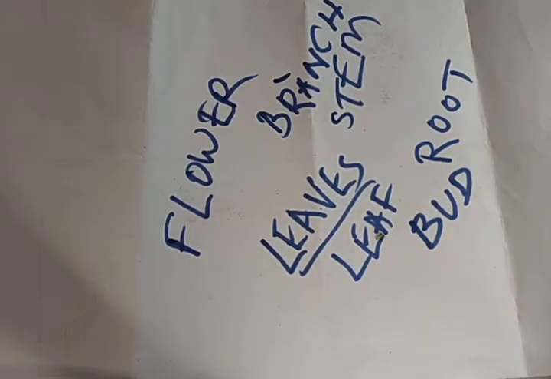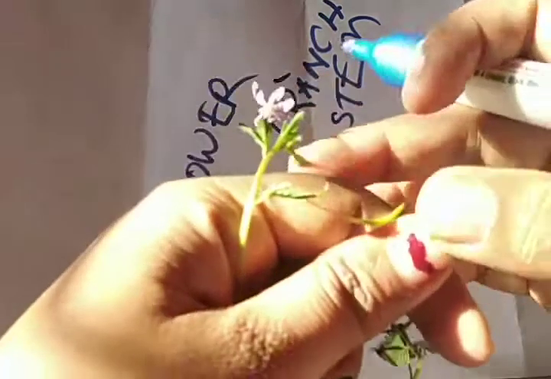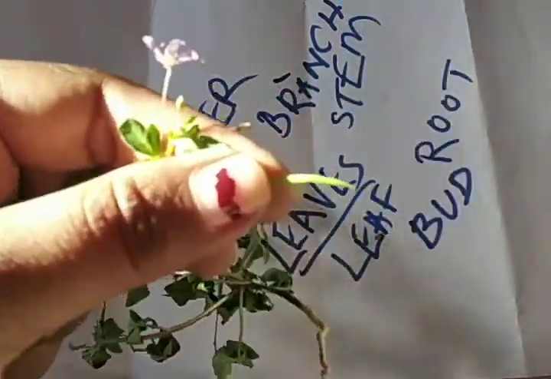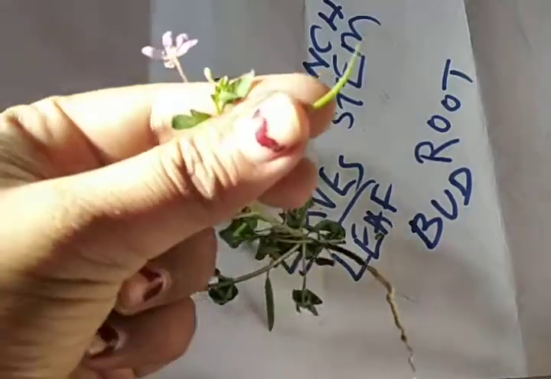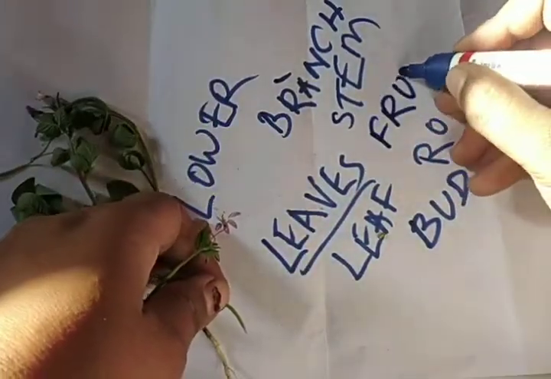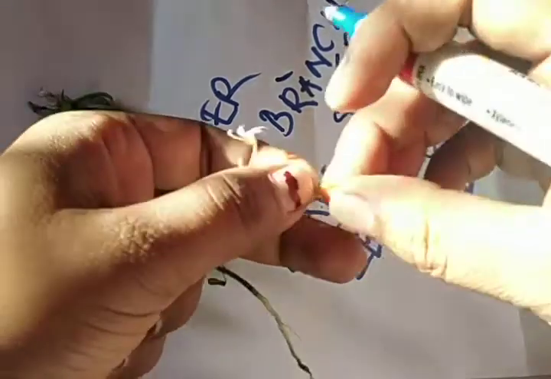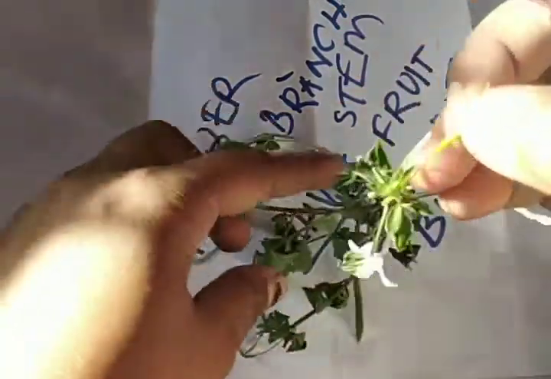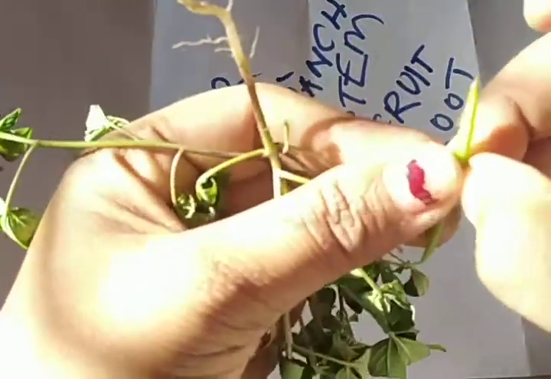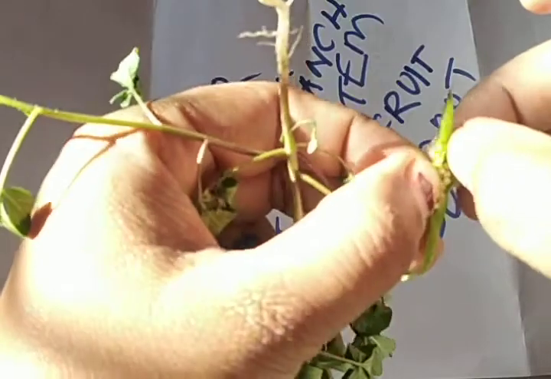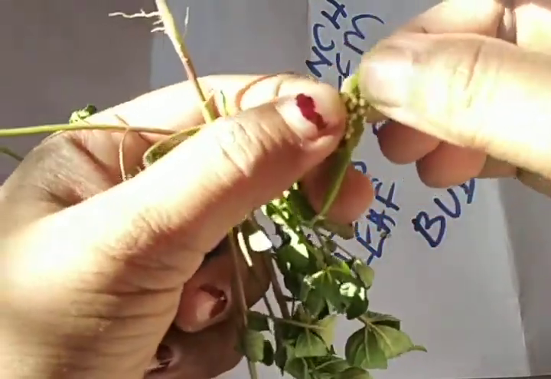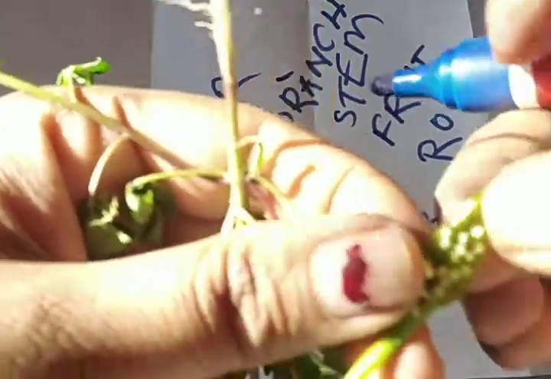Next is, look at here. This is fruit. Okay, so here is fruit. This is fruit. So inside the fruit, if it is fully grown, you can find seeds will be there. I'll show you. Look, seeds are here. Okay, so these are seeds.